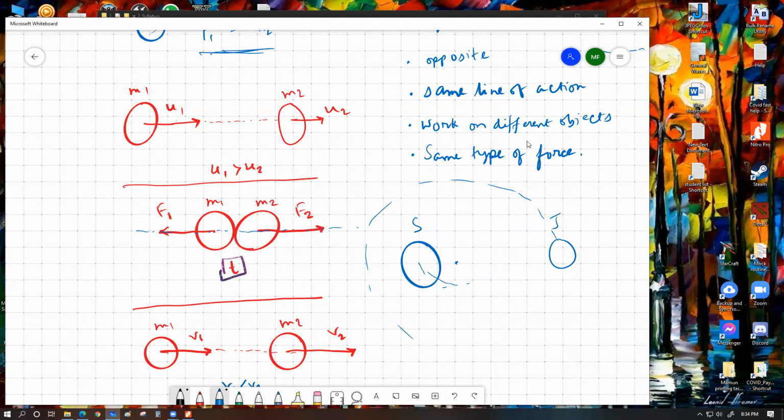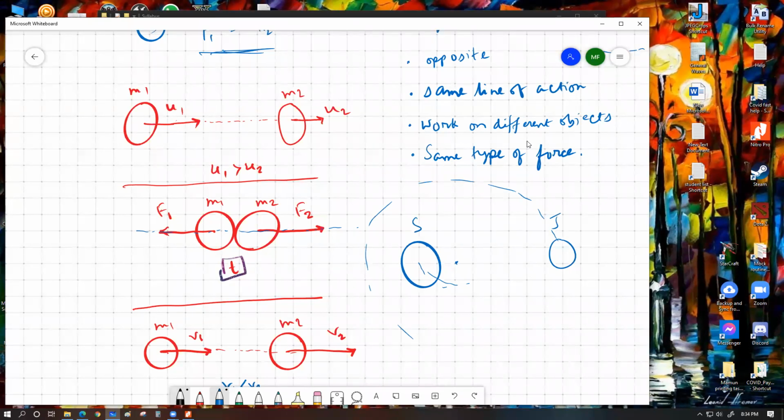So if there are two objects interacting with each other, which means they apply some force onto each other, the magnitudes of these two forces should be equal, the directions should be exactly opposite to each other, they should exist on two different bodies, and they should be the same type of force. If one is a gravitational force, the other should be a gravitational force. If one is a contact force, the other should be a contact force. If one is a resistive force, the other should also be a resistive force. If one is an electrostatic attraction or repulsion force, the other should also be electrostatic. If one is magnetic, the other should also be magnetic.